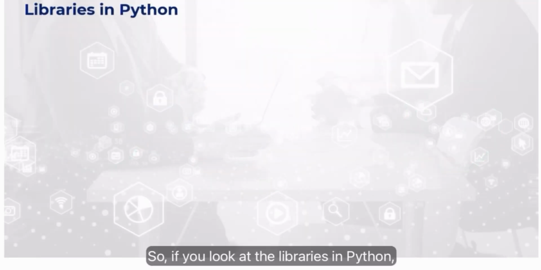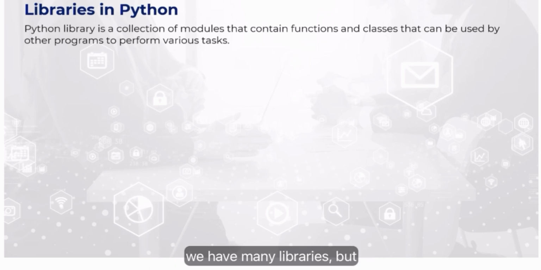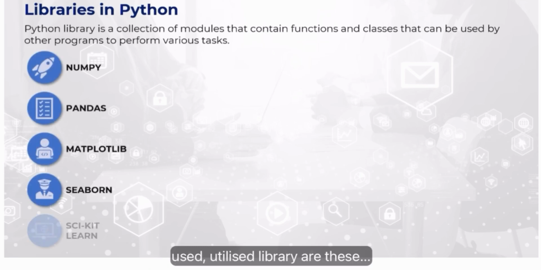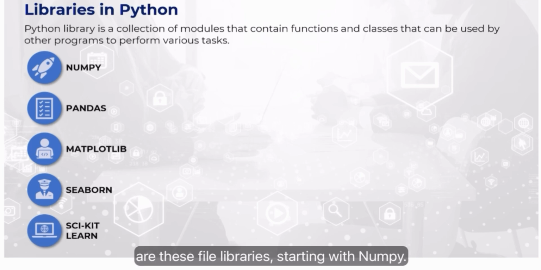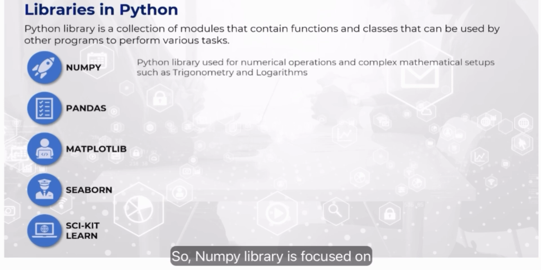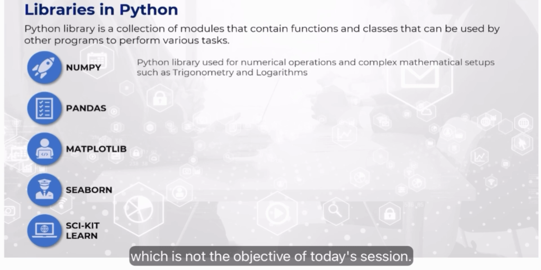So if you look at the libraries in Python, we have many libraries, but generally the most frequently utilized are these five libraries. Starting with NumPy. The NumPy library is focused on numerical Python or numerical operations. So any arithmetical functions, any trigonometry functions, all those functions already reside within the NumPy library. Whenever you need to invoke those functions, you have to utilize the NumPy library, which is not the objective of today's session.